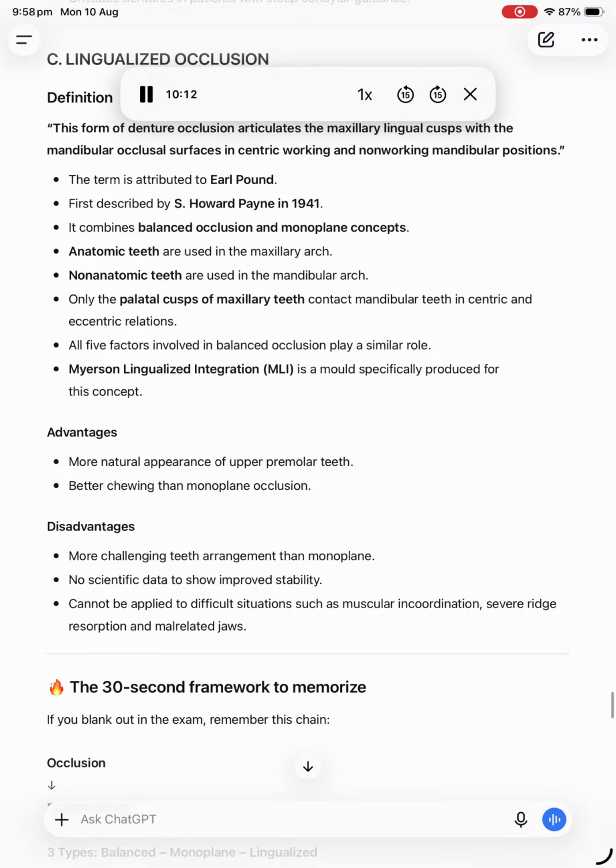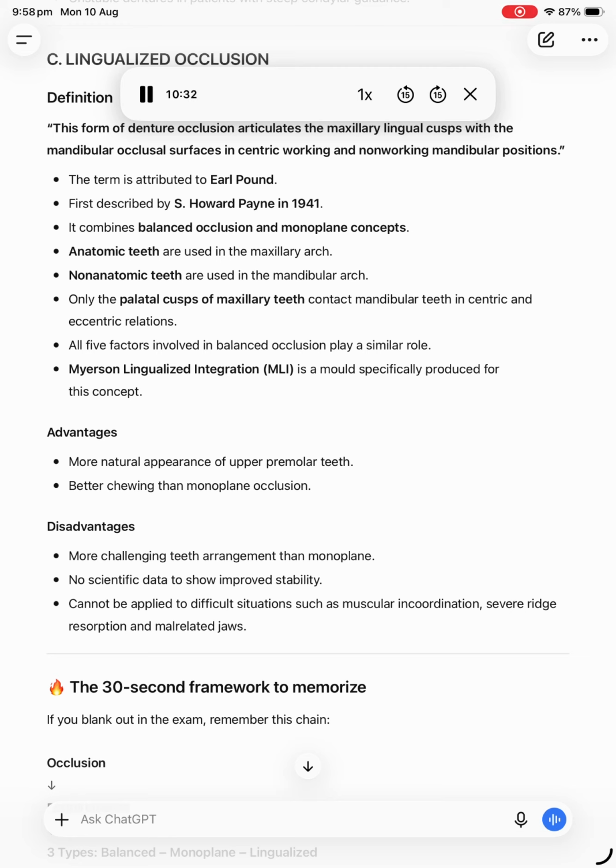Advantages. More natural appearance of upper premolar teeth. Better chewing than monoplane occlusion. Disadvantages. More challenging teeth arrangement than monoplane. No scientific data to show improved stability. Cannot be applied to difficult situations, such as muscular incoordination, severe ridge resorption, and mal-related jaws.